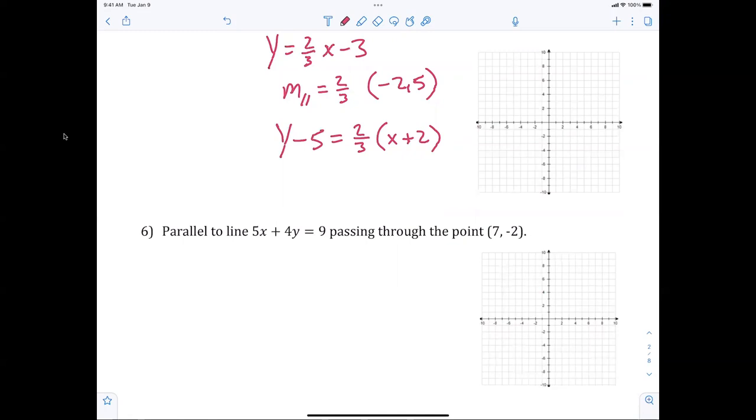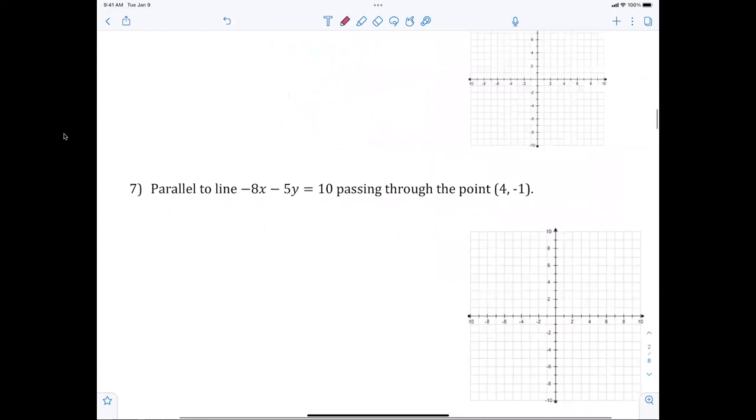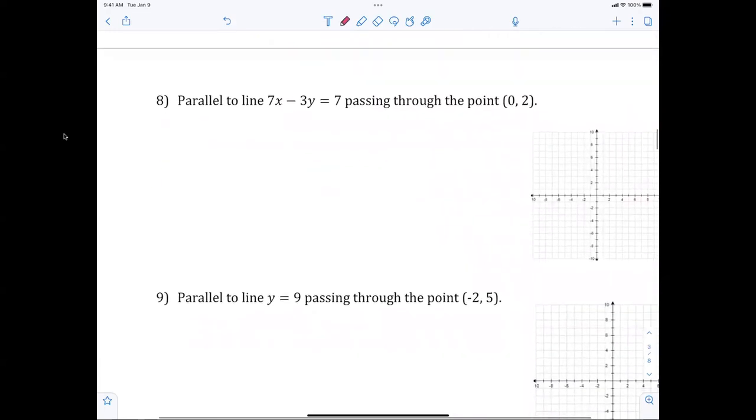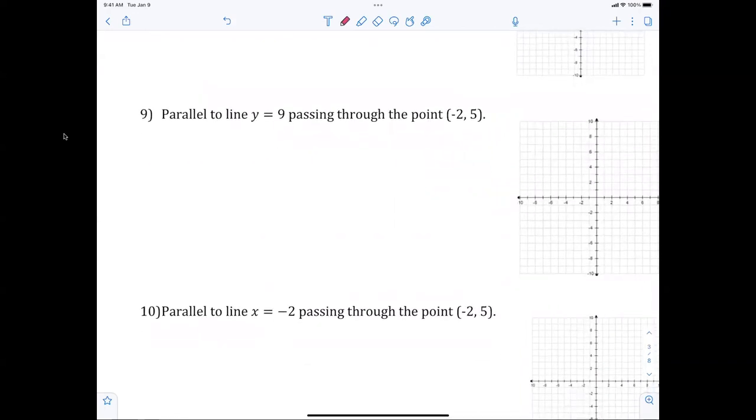Anybody have any questions with that? Very, very simple. All right. Does everybody agree 6 is the same thing? 7 is the same thing. 8 is the same thing. All right. Now we got a problem with number 9. Go over to number 9.